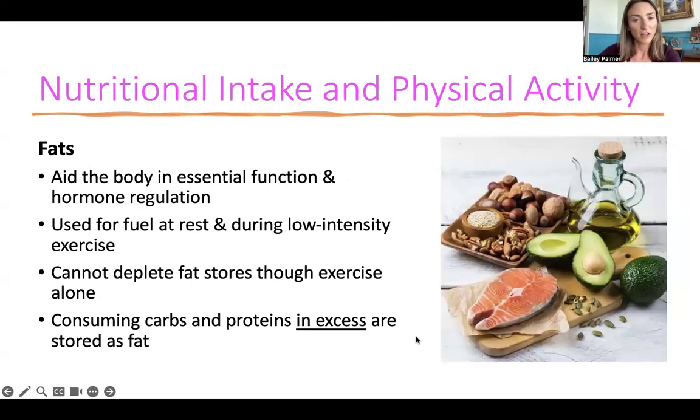Fats do have a lot of roles, like I said earlier, such as aiding the body in hormone regulation. We have to have enough body fat stored in order for certain hormones to be regulated. They help the body to have energy at rest and during low intensity exercise. So if you're sitting down watching this video or walking on a treadmill while watching this at a low intensity, your body's burning fat to basically help you move, pay attention, whatever.